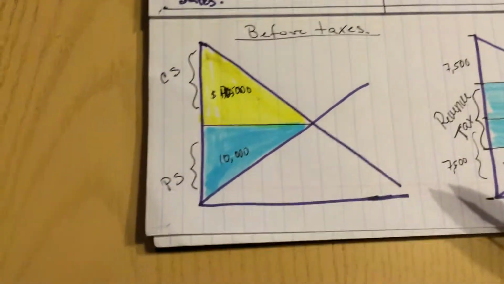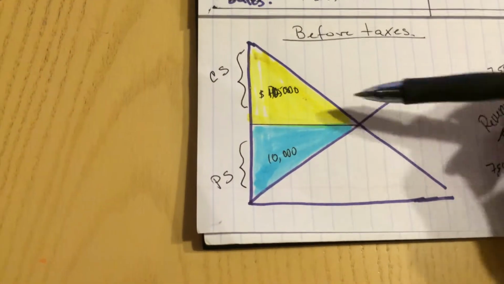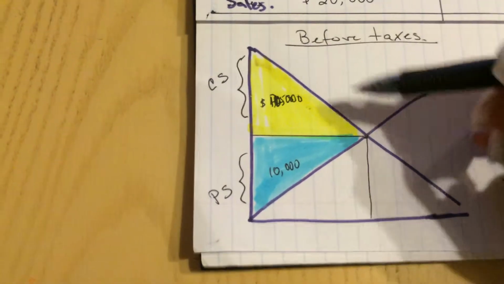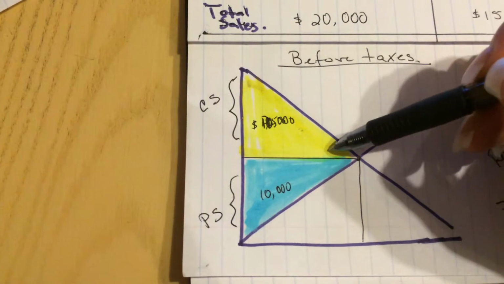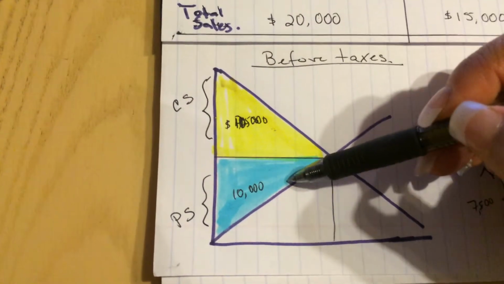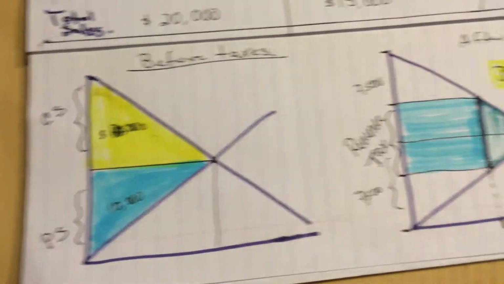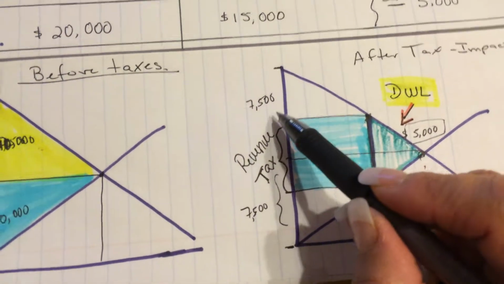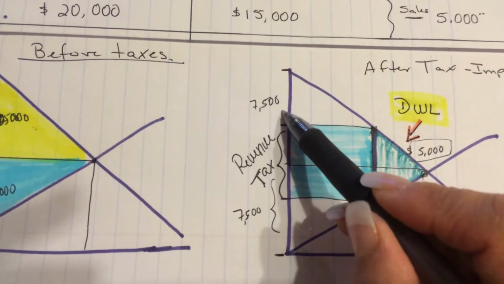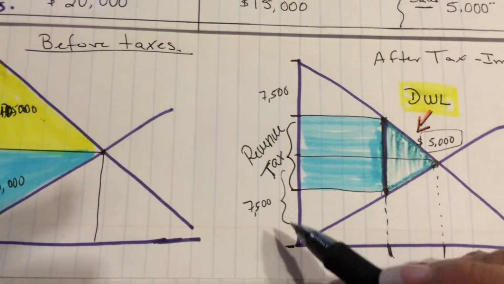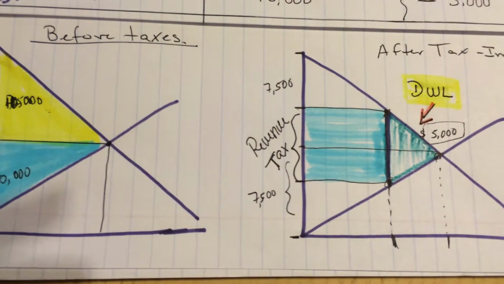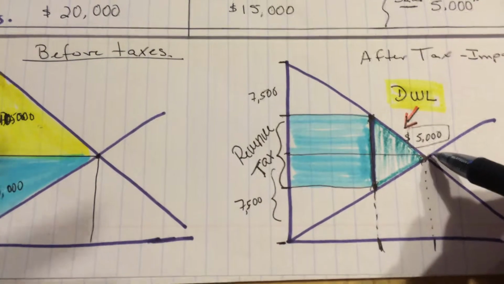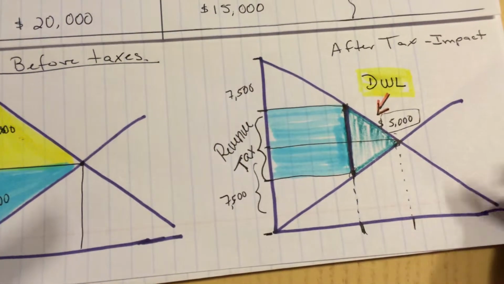So you see here, at the equilibrium price, we have $10,000 that consumers are willing to pay and producers are willing to receive, $10,000. But after the tax impact, we notice that there are going to be fewer consumers, so it's going to be $7,500 for producers, and the deadweight loss is going to be $5,000.